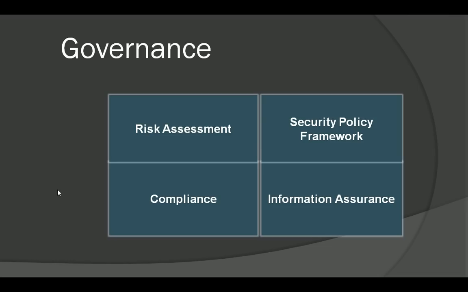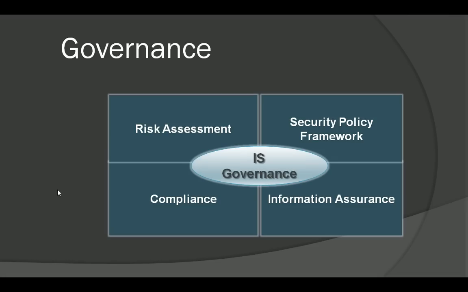So assessing risk, in other words, what are we at risk for? Then we develop a policy to mitigate those risks, and then we enforce compliance with those policies and hopefully obtain information assurance. So again, these are the 4 components of governance. So this is IS governance, or information security governance.